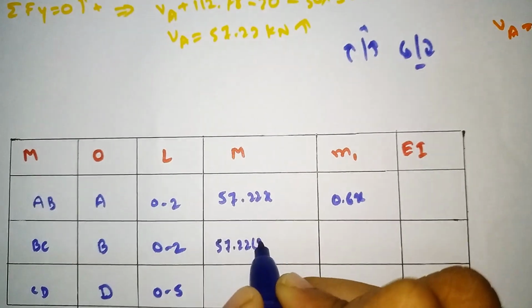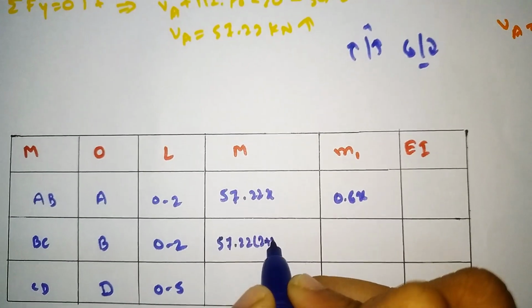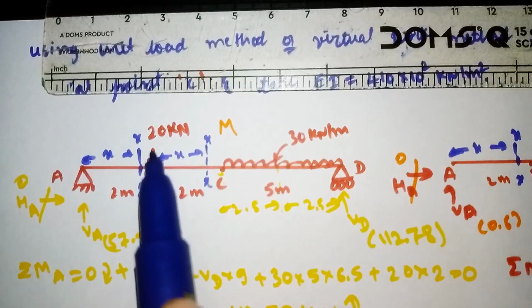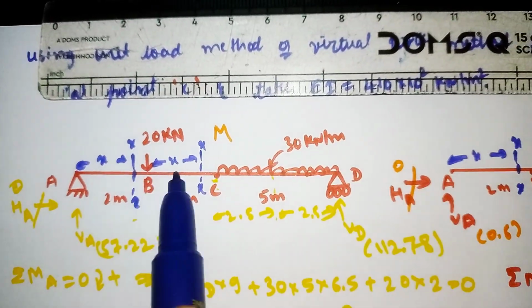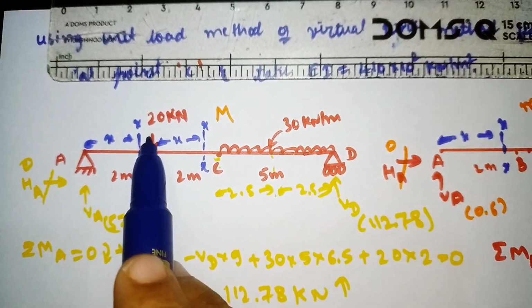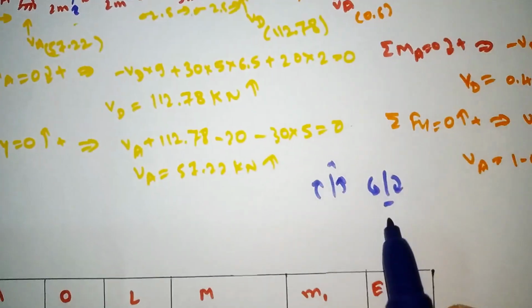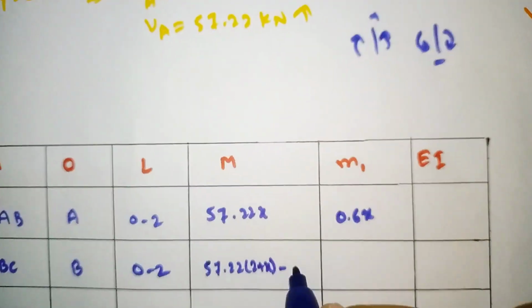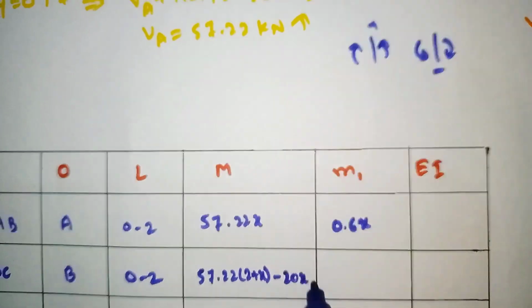57.22 is acting at a distance of 2 plus x. Now the 20 point load is acting at what distance? It is acting at a distance of x. So 20 into x. It is moving downward, so we need to take the negative: minus 20 into x.